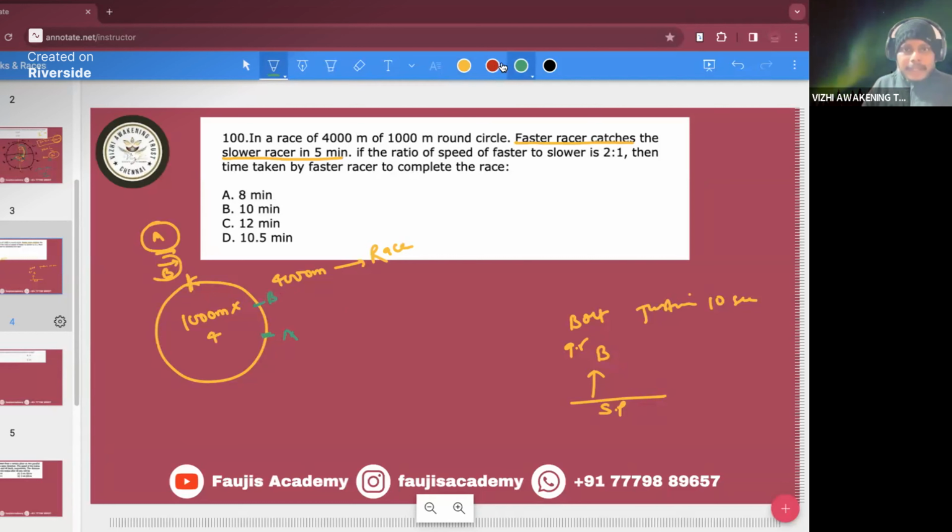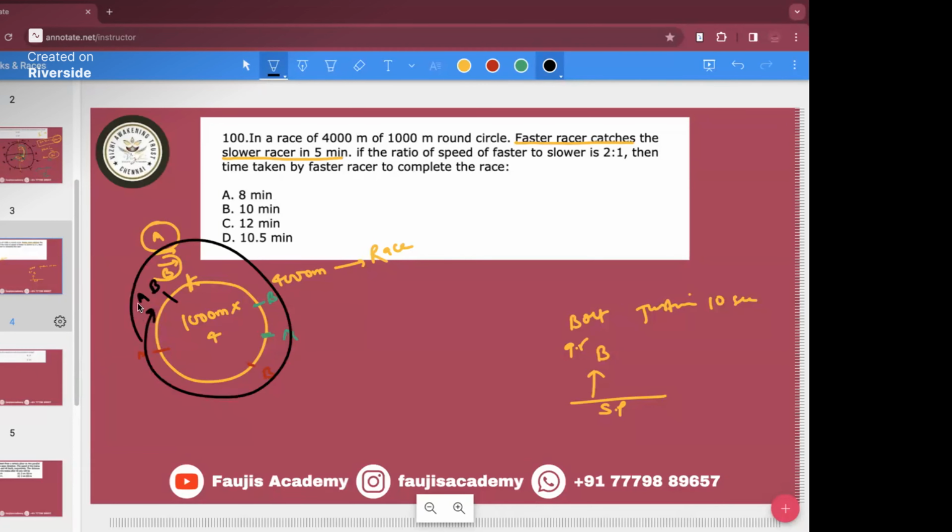Okay, at some other time A was here and B was here only. And at some other time, what happened eventually? B reached here, and A came from here and reached here. Okay, did you get it? Which means what?